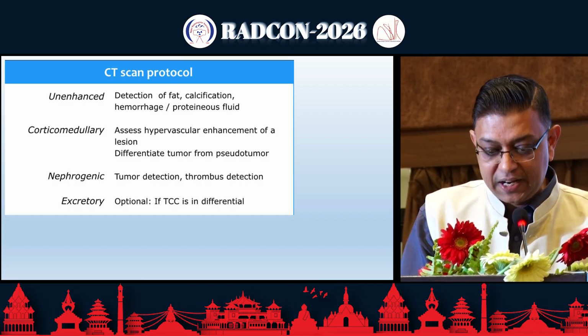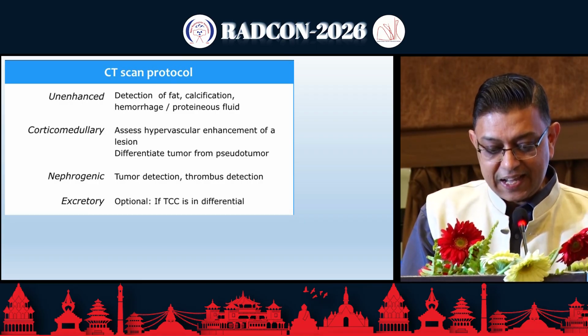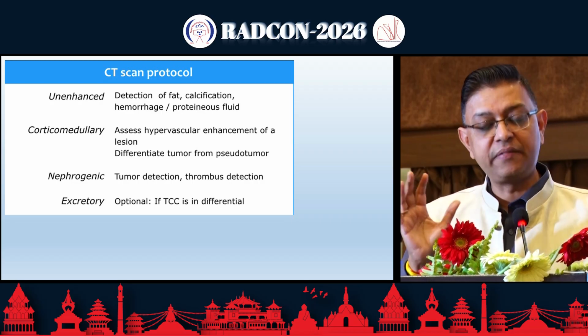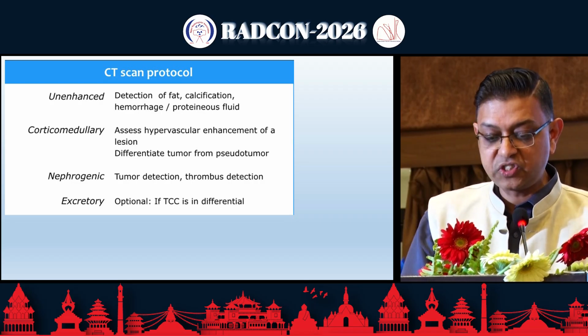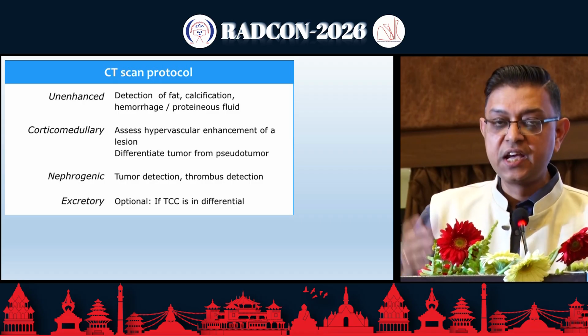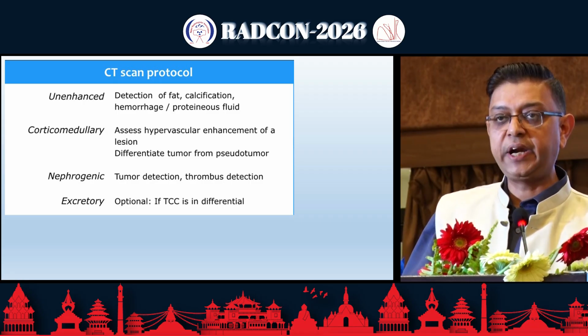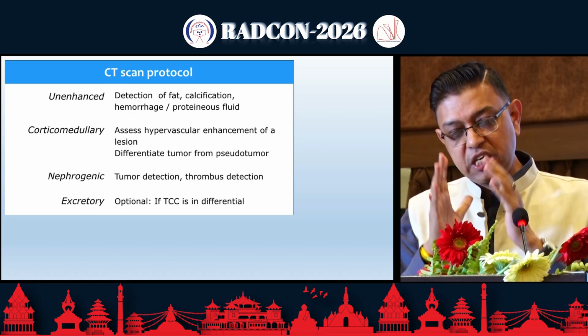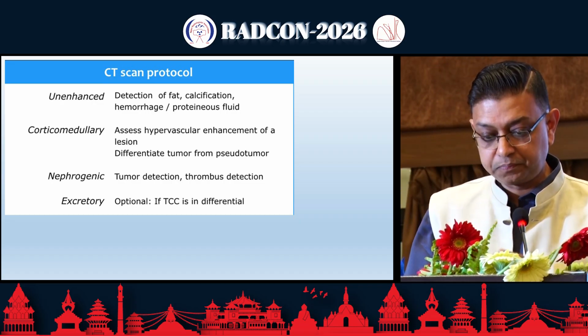Then you need a corticomedullary phase, right? Which is about 40 to 70 seconds. Then you have a nephrogenic phase, which is at 100 to 120 seconds. And then you have an excretory phase in which the contrast comes down to the ureter and then to the urinary bladder. Now, each phase has its own importance.